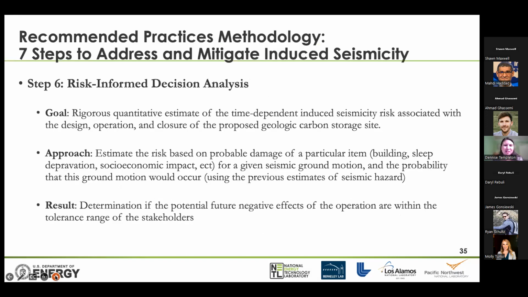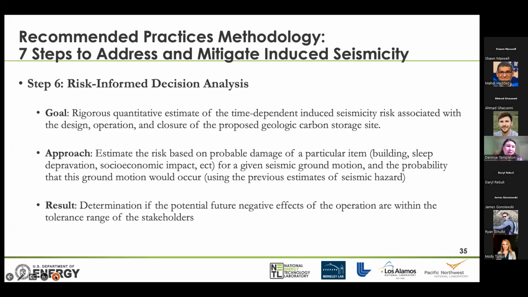Step 6 is the risk-informed decision analysis. What we are talking about here is taking the hazard information from the previous step and using that to make a risk-informed decision on either the operation or the design of the proposed geologic carbon storage site. So this will be a feedback. It's not going to be a one-time thing. We're going to want to look at the hazards based on our operations, for instance, determine what the risk is, determine what the vulnerabilities are, and then see if that is acceptable for the stakeholders, for instance.